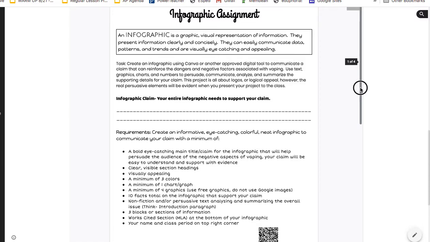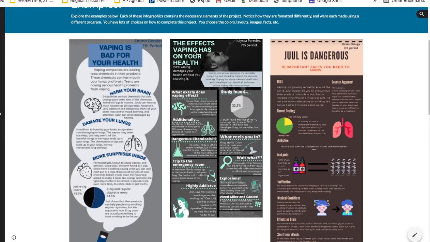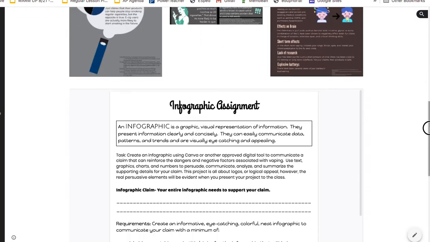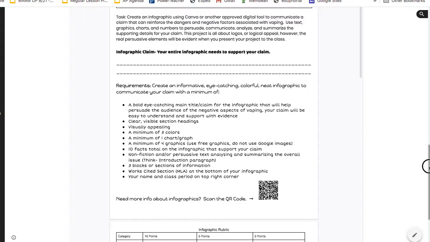Okay. Another thing that is important that I forgot on here, notice all of these students have their heading in the top right-hand corners. That way it's really easy for me to see that and know that it belongs to you.